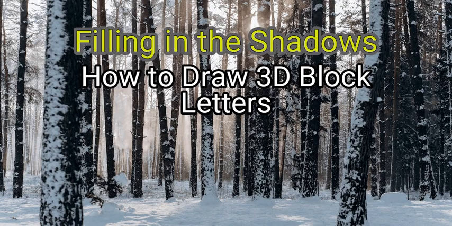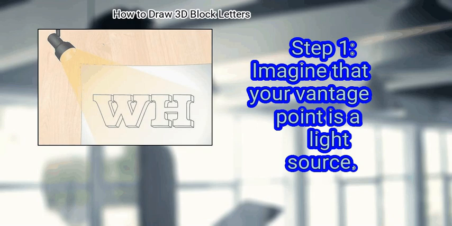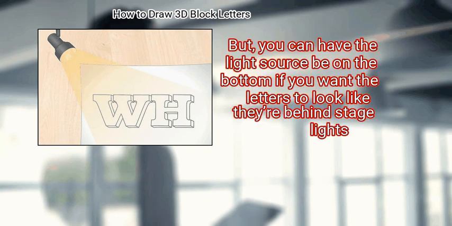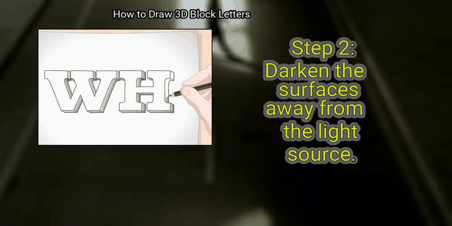Method 3. Filling in the shadows. First, imagine that your vantage point is a light source. Most light sources are from above, like the sun, the moon, and overhead lighting. But you can have the light source be on the bottom if you want the letters to look like they're behind stage lights.